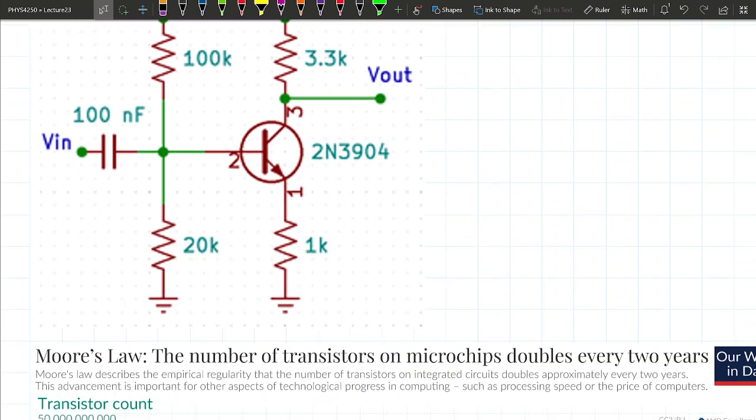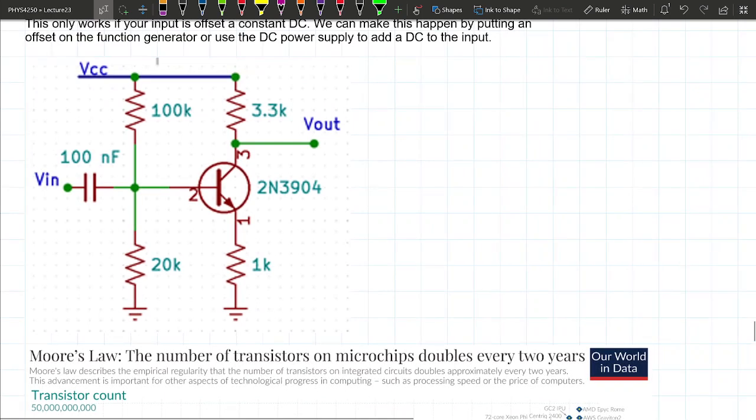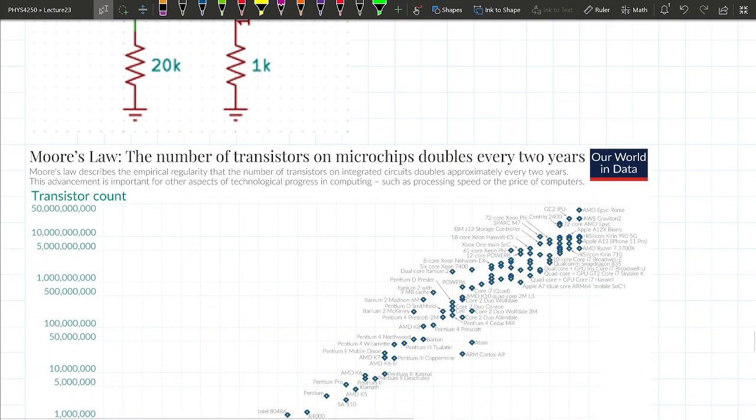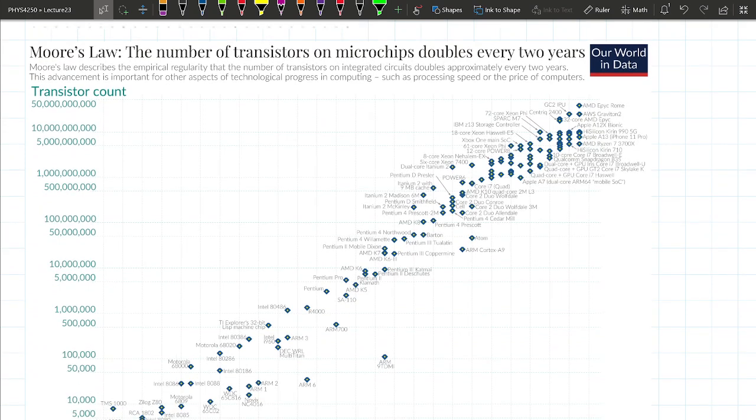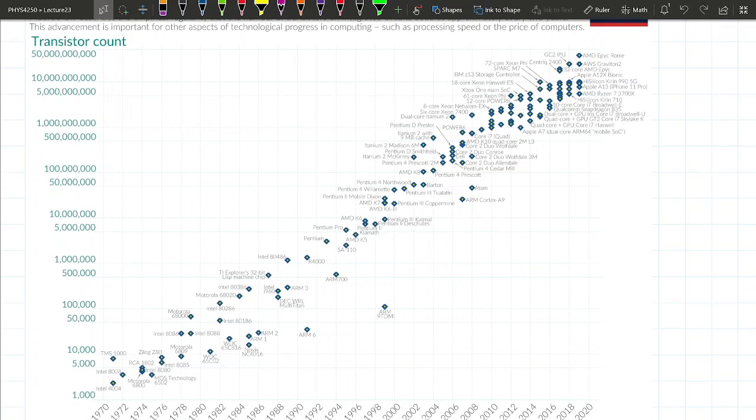So let's see. Anything else? Just a little bit more side information that's not going to be on your labs or your tests. This is something called Moore's law. Probably you guys have heard of it, where the number of transistors in a processor basically doubles every year. Or I think it doubles every 6 years or something like that.